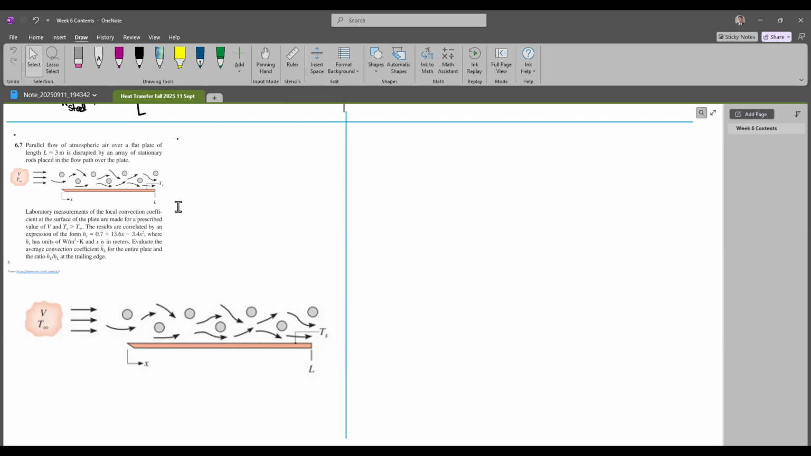Lab measurements of the local convection coefficient at the surface of the plate are made for the prescribed value of V and Ts, which is more than T infinity. So the plate is hotter and the atmosphere is cool. The results are correlated by an expression of the form hx equals 0.7 plus 13.6 times x minus 3.4 x squared. So they have got an expression for hx already. So hx is 0.7, which they have determined experimentally, plus 13.6 times x minus 3.4 x squared.